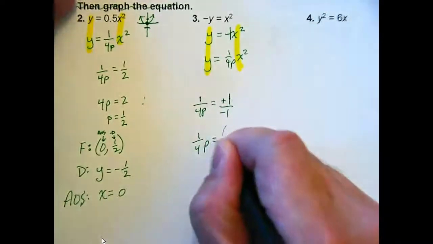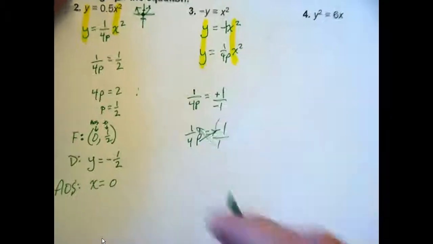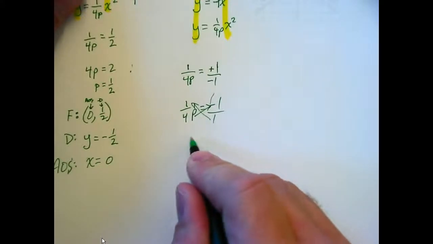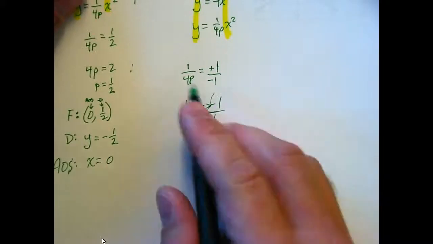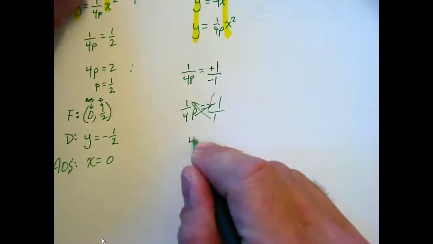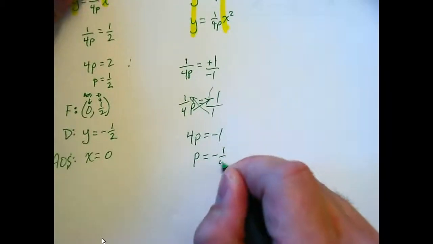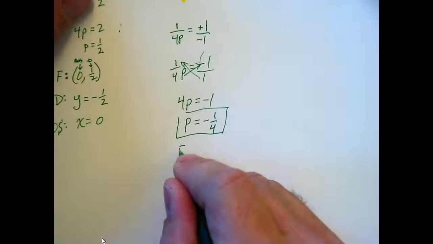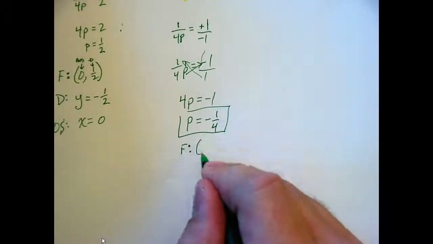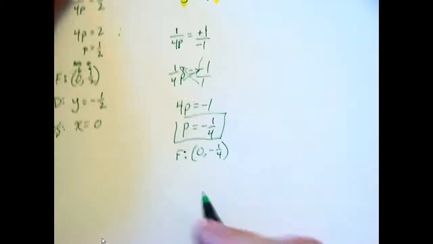How do you solve that? Cross multiply and divide. It gives you negative 4p equals 1. Or 4p equals negative 1, however you want to think of that. So p is negative 1/4, which means my focus is at 0, negative 1/4. We haven't shifted this left or right, right? We haven't shifted it up or down, so it's still at the vertex. The vertex is at the origin.